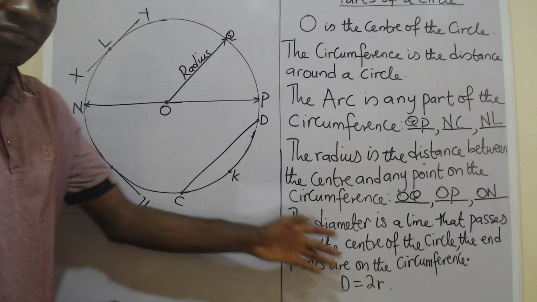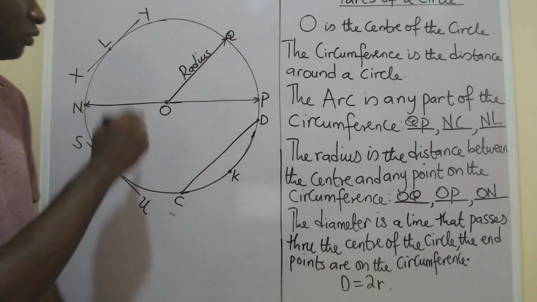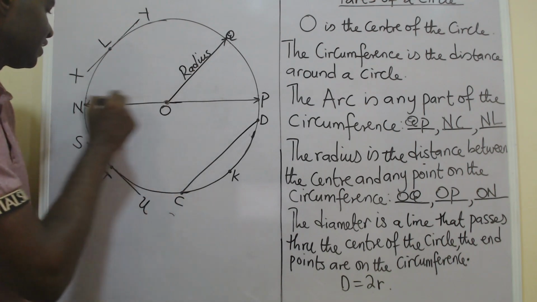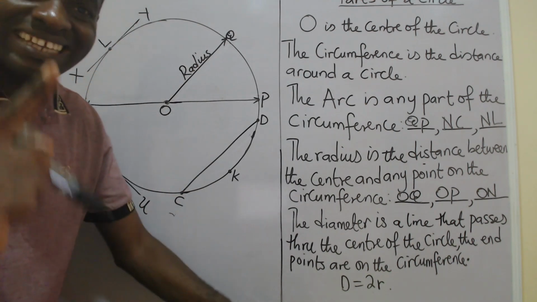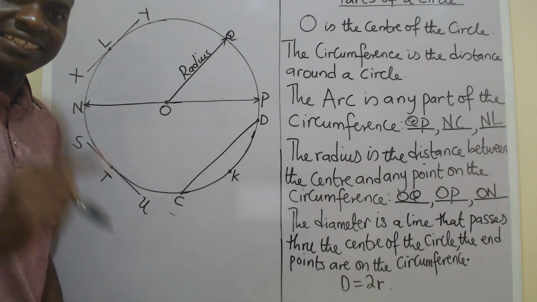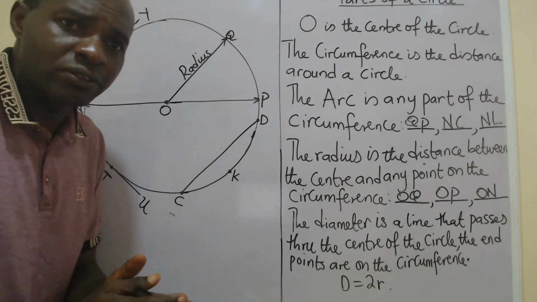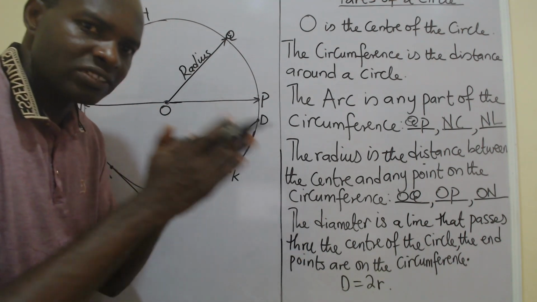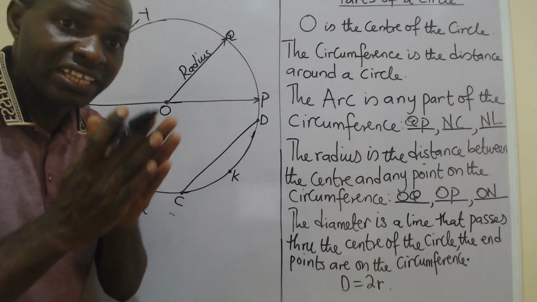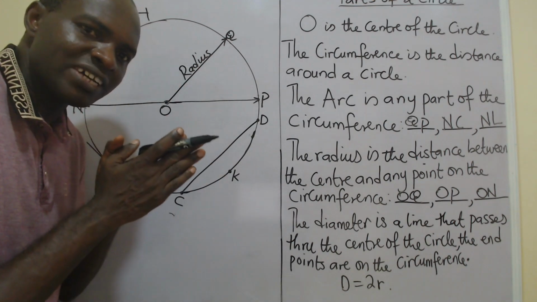And there is this relationship between the diameter and the radius. You can see I said this is a radius, this is a radius. Then the diameter is twice the radius. The diameter is twice the radius. So in any calculation, if I give you diameter, don't ask me for the radius. And if I give you radius, don't ask me for the diameter.